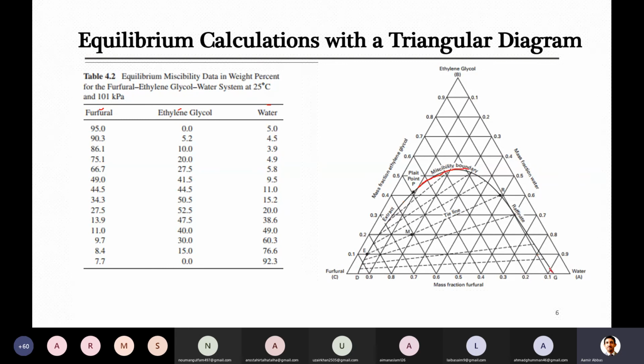Many things are mentioned on this diagram. For example, here is the raffinate, here is the extract, and then there are the miscibility boundary, plait point, and tie lines. All these things will be discussed later on. But we have to take all this data experimentally, and then we can draw such a diagram, and later it is used to do calculations, for example to find flow rates, as well as to calculate the number of stages required for specific liquid-liquid extraction systems.